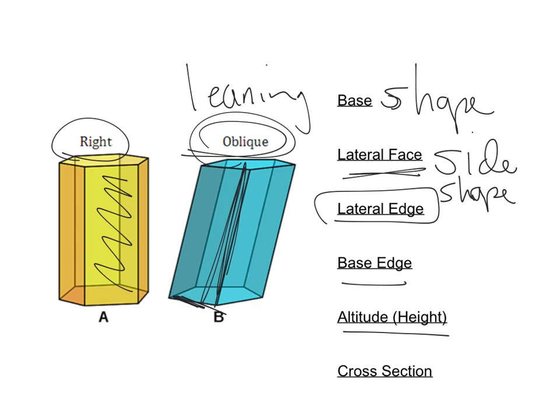Altitude would be the height from top to bottom, perpendicular. So this could be considered the height straight up and down. On this one, this would be considered the height straight up and down. And a cross section would be if I was going to cut this thing right in half, what would it look like?